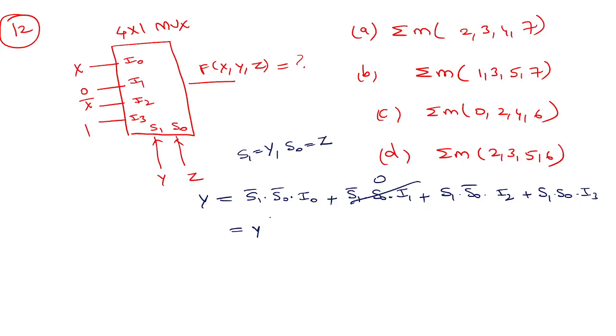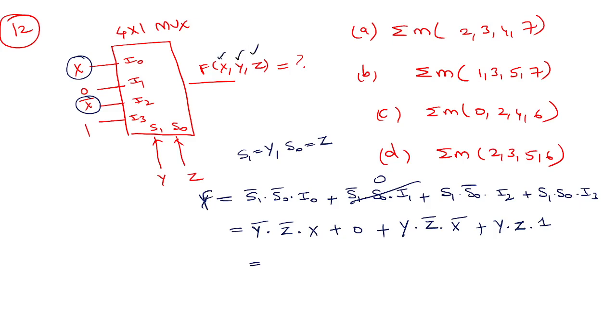Okay, Y complement, Z complement, I0 is X, plus 0, plus S1 is Y, S0 is Z complement, I2 is X complement, right? See this, I2 is here, X complement. This is X, plus S1 is Y, S0 is Z, I3 is 1. So now your F is a function of X, Y, Z. This is MSB, this is LSB. That is very, very important, right? So write in that particular format, change it.